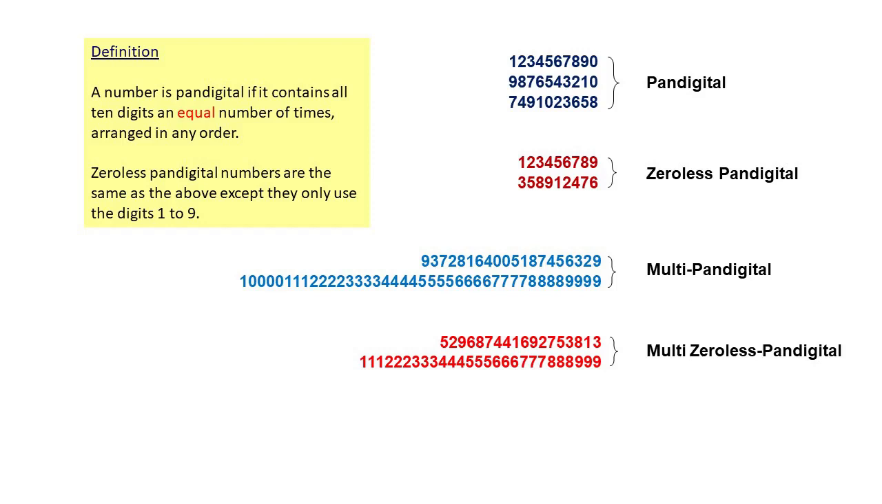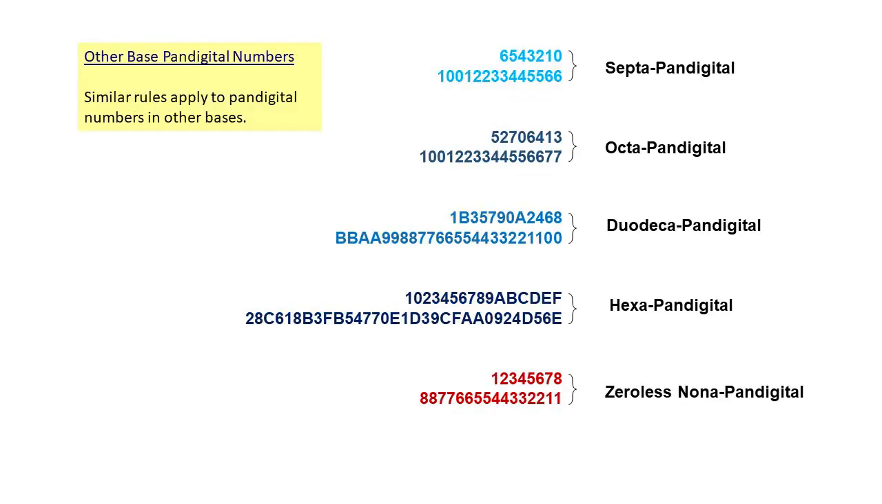What are they, you may ask? It's a good question, I'll explain. In base 10, they're simply numbers that contain all the digits 0 through to 9 arranged in any order, and multi-digital if they contain the same digits but repeated more than once, an equal number of times. And similar rules apply to numbers in other bases, not just base 10.